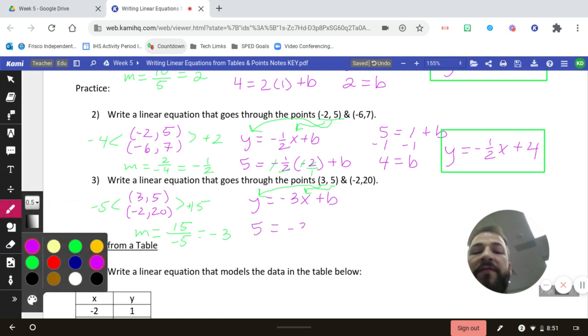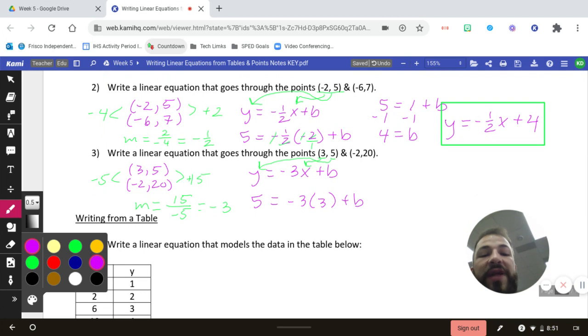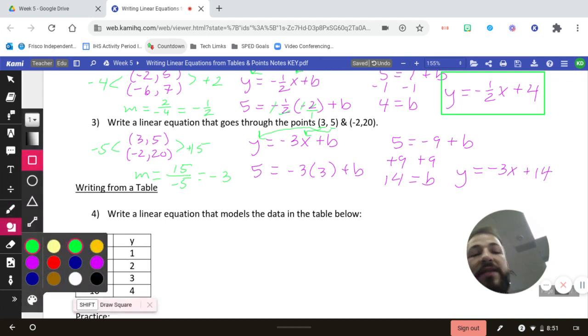5 is equal to negative 3 times 3 plus b. Negative 3 times 3 is equal to negative 9. So 5 is equal to negative 9 plus b. Plus 9, plus 9, and we get 14 is equal to b. So for our final equation, y is equal to negative 3x plus 14. Nothing too crazy, y'all.